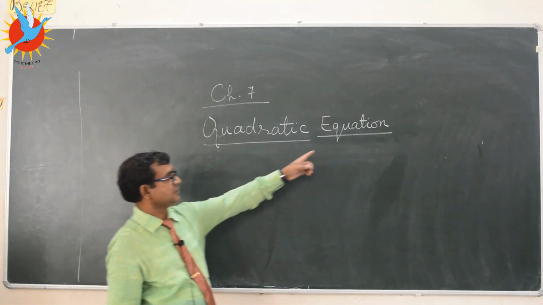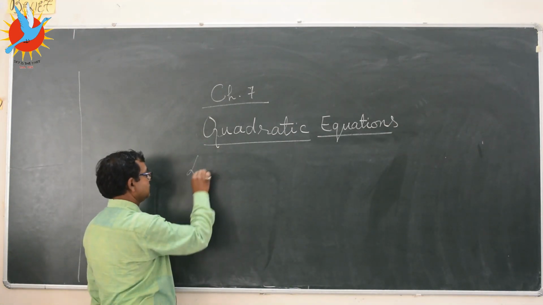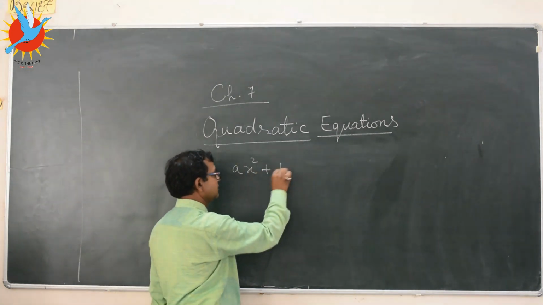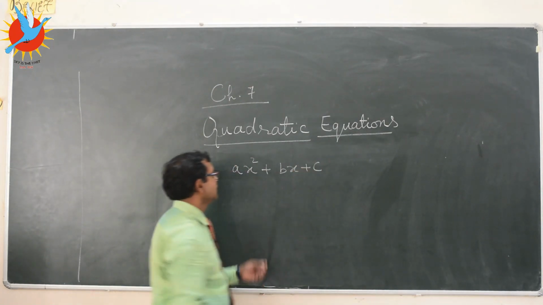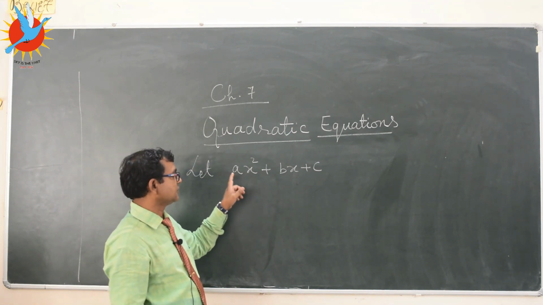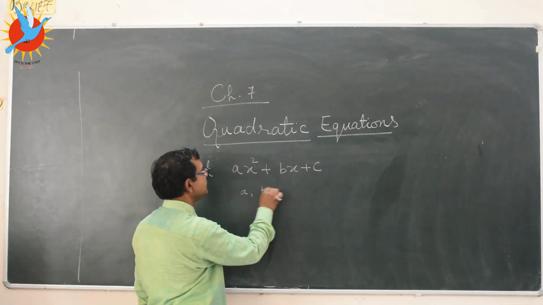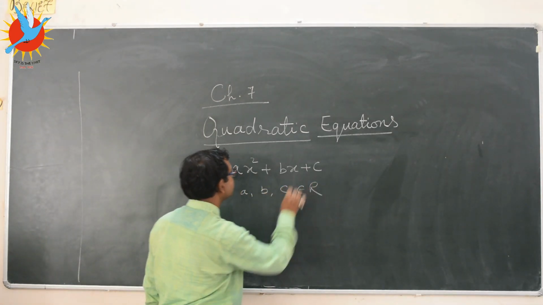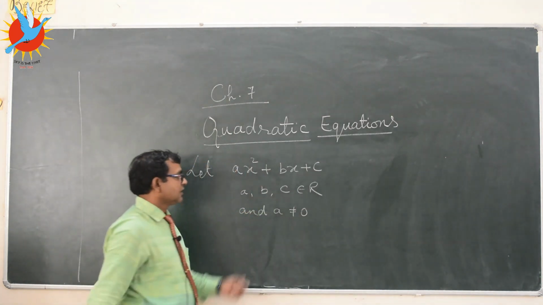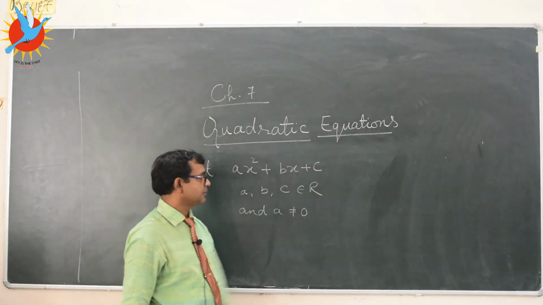How to solve quadratic equations. Let ax square plus bx plus c be an algebraic expression. If in this algebraic expression a, b, c belong to real numbers, and a is not equal to 0, then this expression is called a quadratic polynomial.